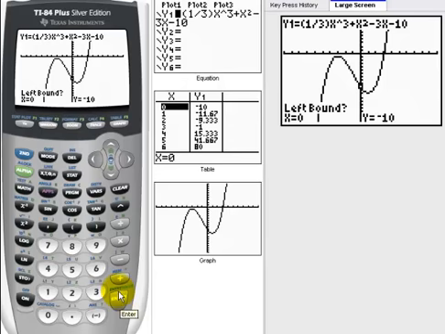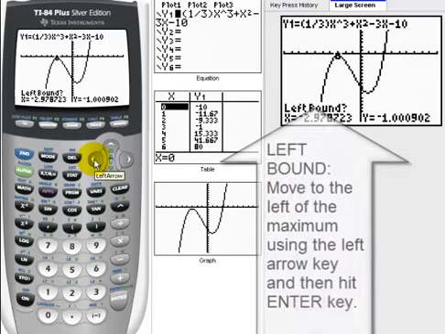So 3 things the calculator is going to ask me for. One is a left bound, and you can see right here it's asking me where's the left bound. Second one will be a right bound, and then a guess. So since I'm finding this maximum, I'm going to go ahead and hit my left arrow and take that blinking cursor as close to that maximum as I think I can get. So roughly around there somewhere is my maximum.